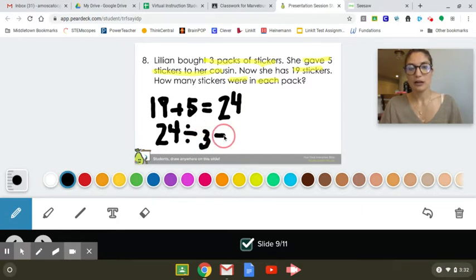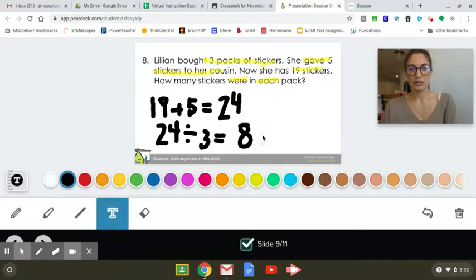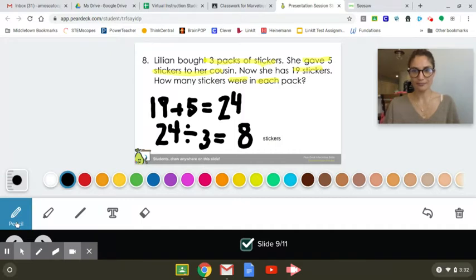And when I do that, I get... You can solve it however works for you, but I'm just going to give you the answer now. You get 8. So there were 8 stickers in each pack. So my answer would be 8 stickers. Okay? Just think it through, work it out, draw a picture if you need to.